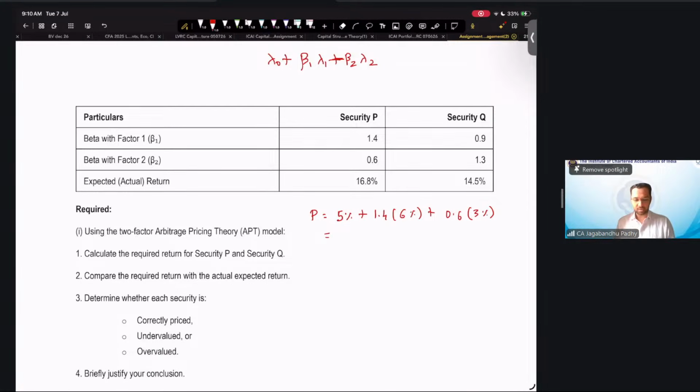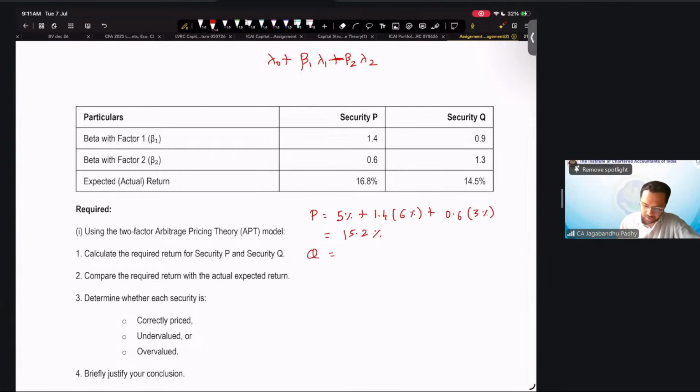What's the return of P? Return of P is how much? 15.2%. Yes.